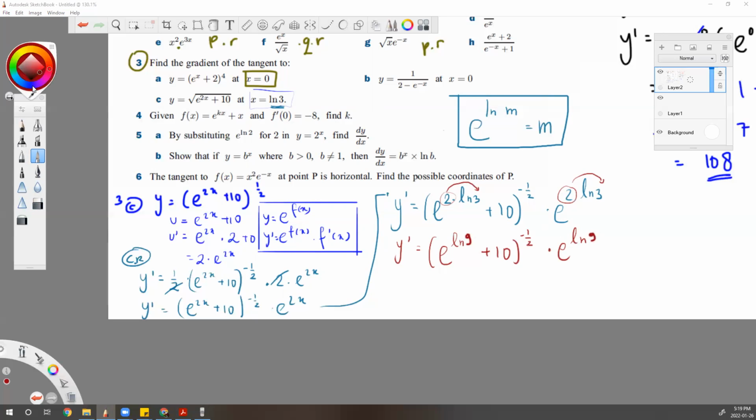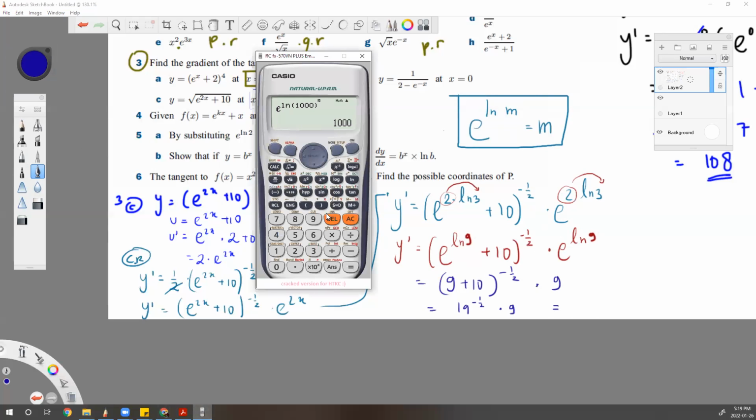So we can simplify. e power ln 9 is 9, right? So 9 plus 10 to the power of negative half times 9. Okay, so 19 to the power of negative half times 9. You can find the answer with a calculator. I think you better use a calculator because 19 power half is not a good number.